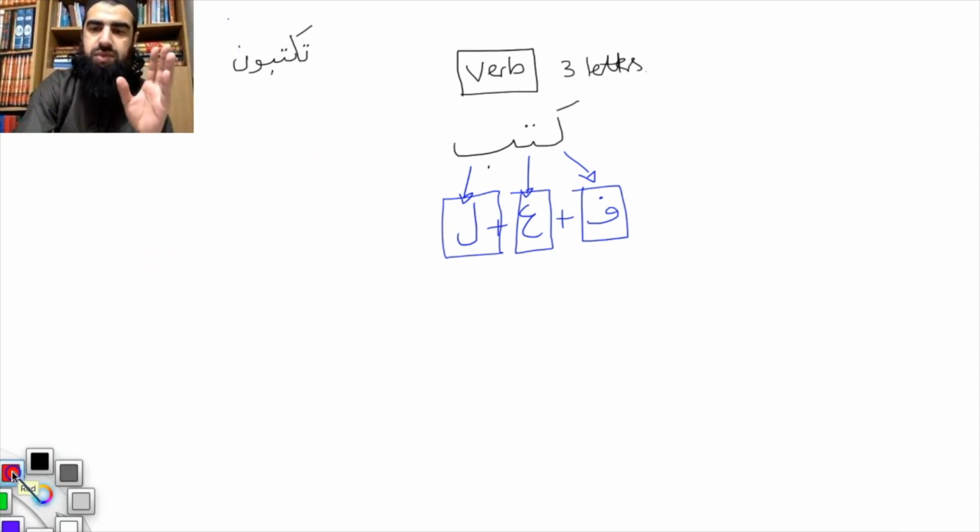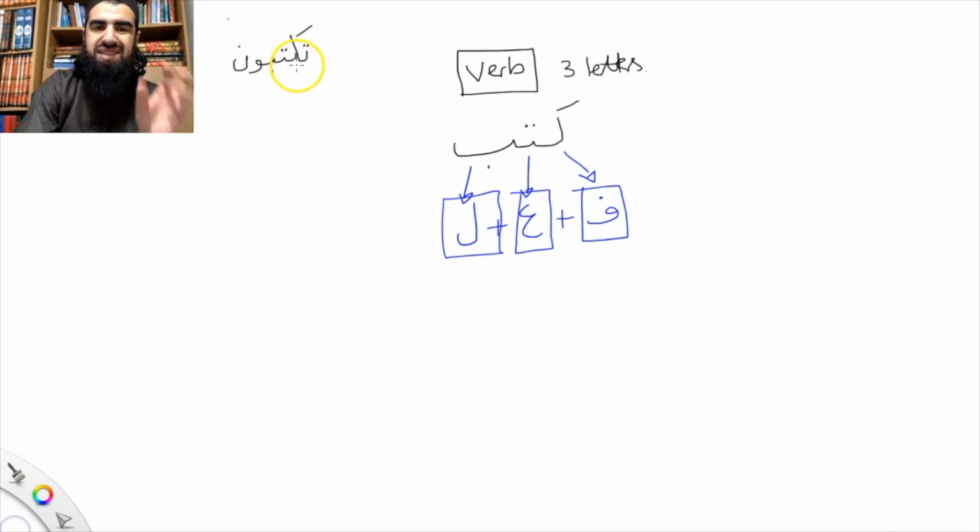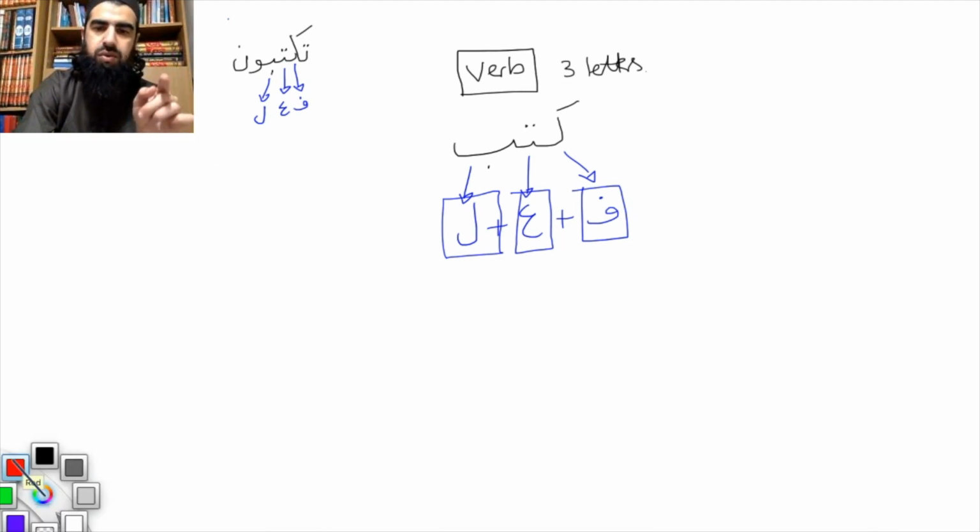Now, when we have this kind of a verb, what we basically do here is we look at the types of letters that can fall in one of these 3, right? So for example, over here, as you can see, I've written the verb taktubuna. If I say to you, what is the fa letter? You say kaf. What is the ain letter? You say ta. And the lam letter, you say ba, right? So the ta at the beginning is actually not one of the 3 letters, nor is the waw and the noon one of the 3 letters.